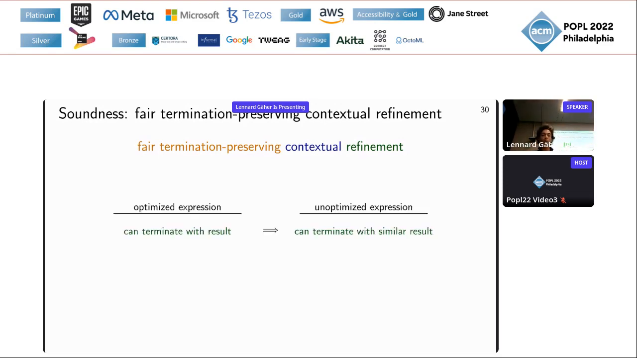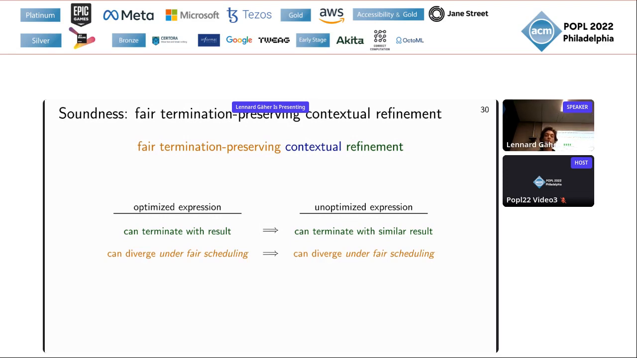First of all, if the optimized program can terminate with a result, then also the unoptimized program should be able to produce a similar result. That is a simple result refinement. Secondly, optimizations should preserve termination, so the optimized program should only be able to diverge if also the unoptimized program can diverge. And importantly, we have verified this under the assumption of fair scheduling.